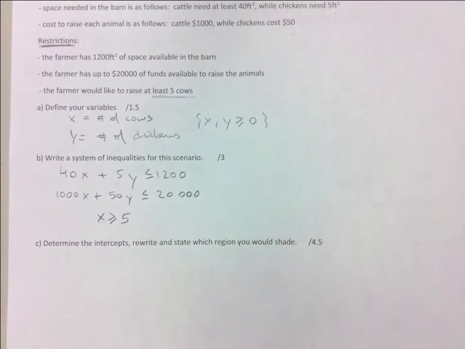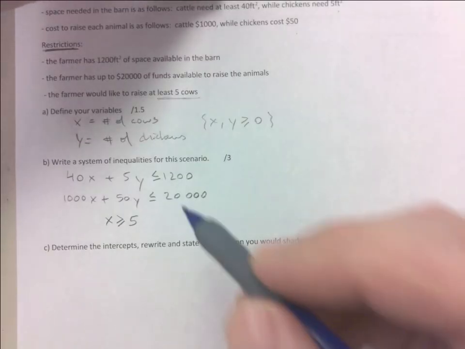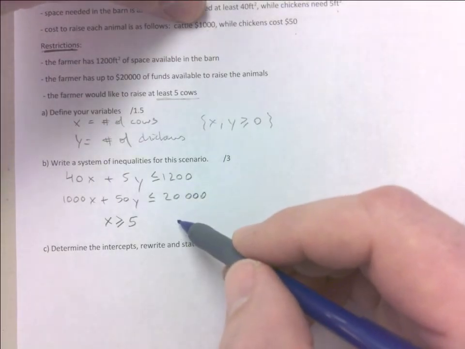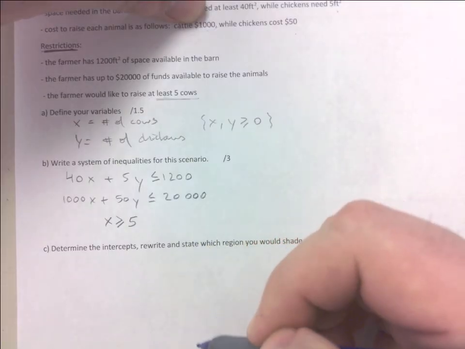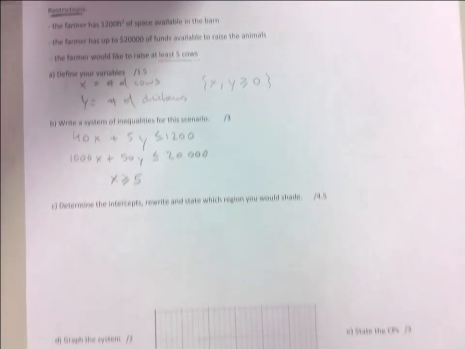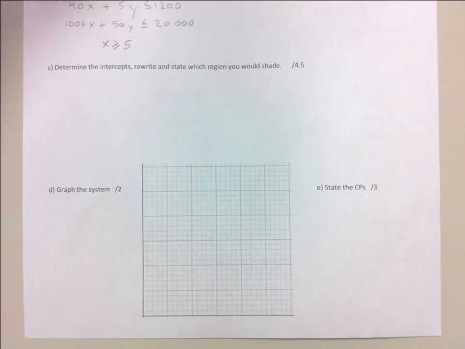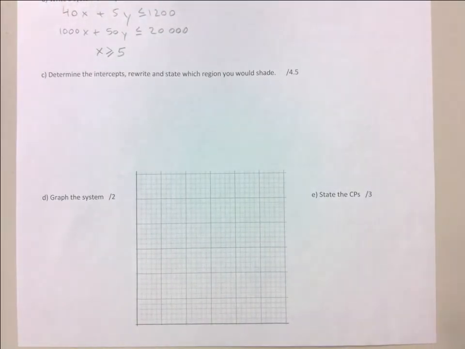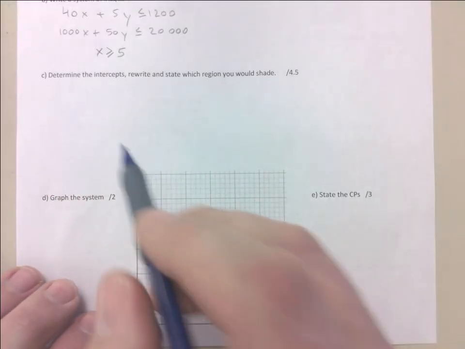So I'm on my computer with a software, and I enter everything you've done, and I check to make sure it matches your inequalities, even though it's wrong, okay? The only exception is if your inequalities result in a lot less work down the road, then you do lose more marks down the road. So you've got to watch out for that. Determine the intercepts, rewrite, state which region you would shade, all of that stuff. This is getting you ready for the graph.